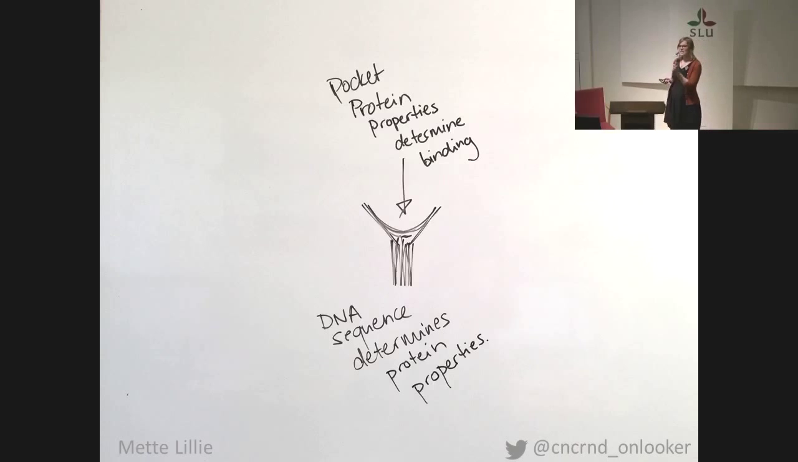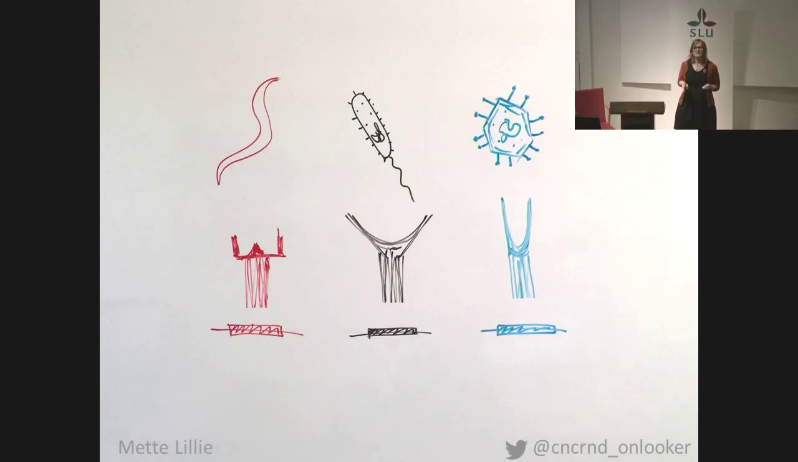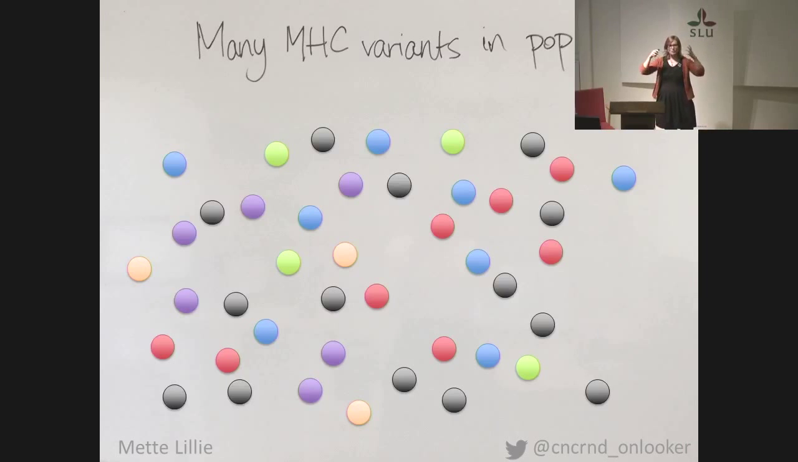The ability of this MHC molecule to bind the pathogen is determined by the properties of the proteins in the binding pocket. These proteins are in turn determined by DNA sequence. So when you have different DNA sequences, you'll have different binding properties in the pocket, which will give you resistance to different pathogens. So when you think about a population as a whole, it's a very, very good thing to have lots of different variants, because this means you might have resistance in a population.